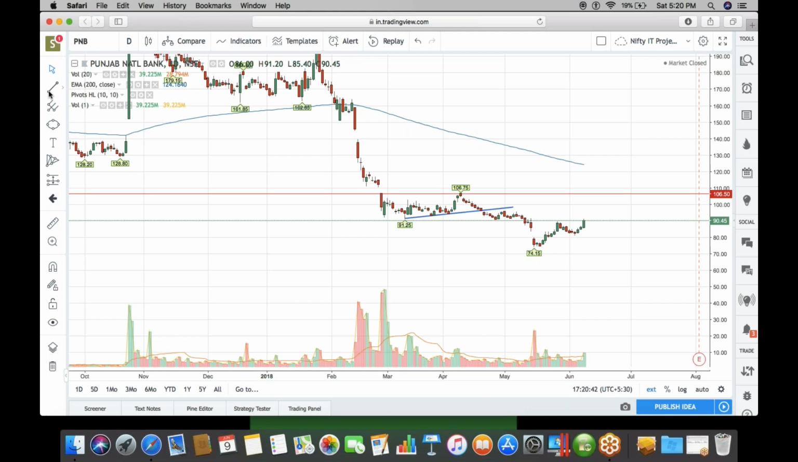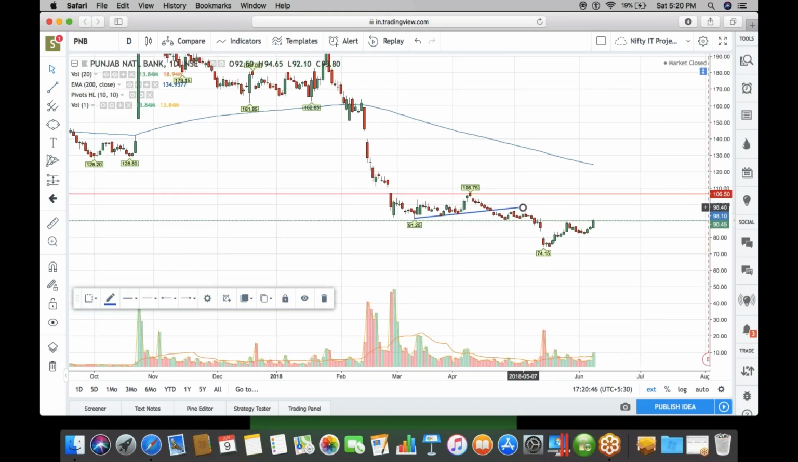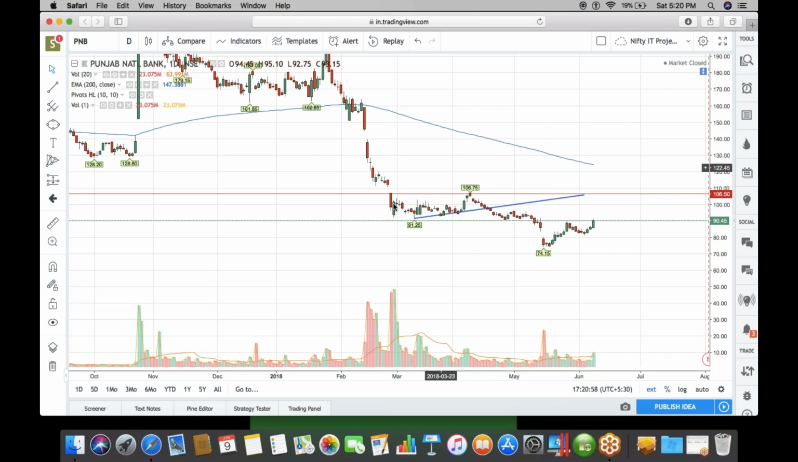So if we make an upsloping trend line like this, we will be able to see it. See this, this is an upsloping trend line. I have not done anything else here. Okay. So the current price is breaking the 91 level.